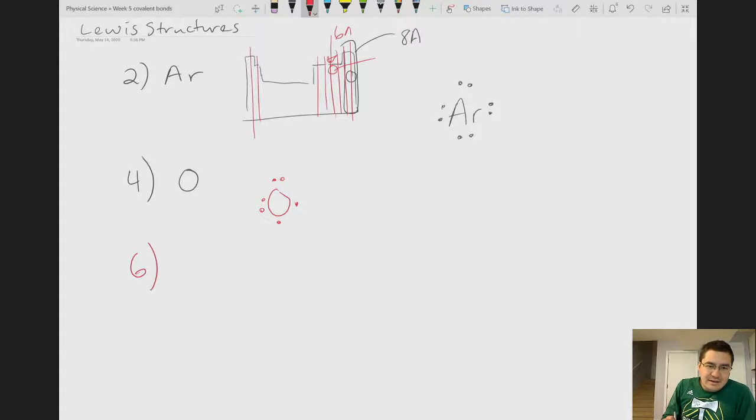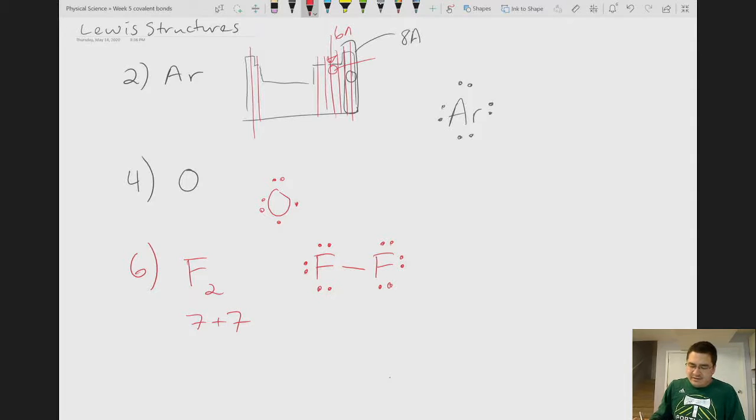Number 6, F2. Fluorine is in group 7. So I have 2 fluorine, so 7 plus 7 electrons. When we start doing compounds which have more than one atom, you always start by laying them out next to each other and drawing a line. That counts for 2 electrons, and then I can draw in 4, 6, 8, 10, 12, 14. I have all 14 valence electrons accounted for, and everything has a full octet. So there's no empty spaces around either of the F's.